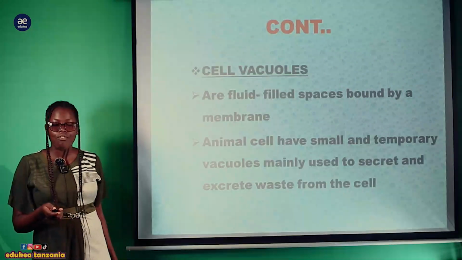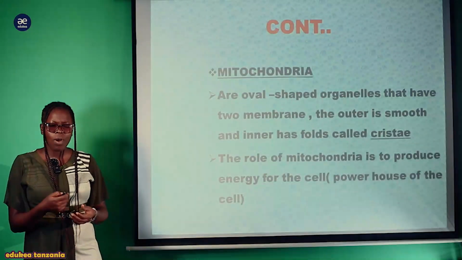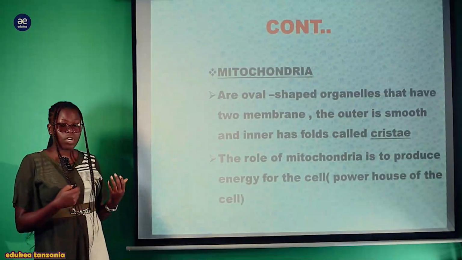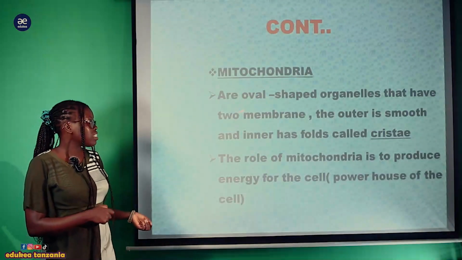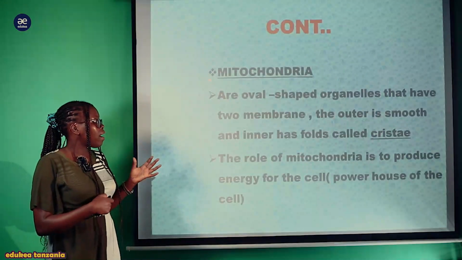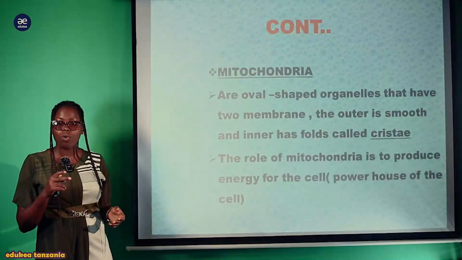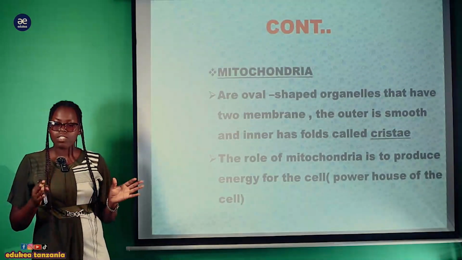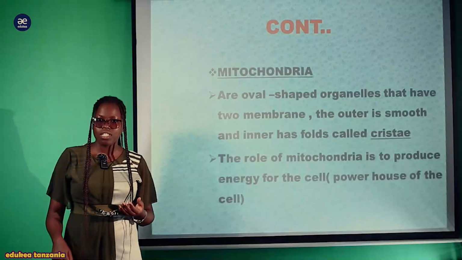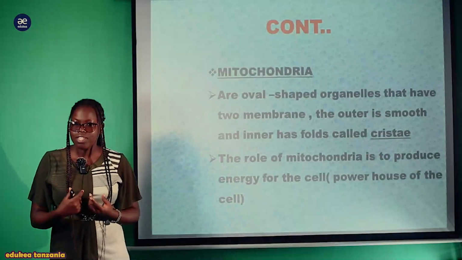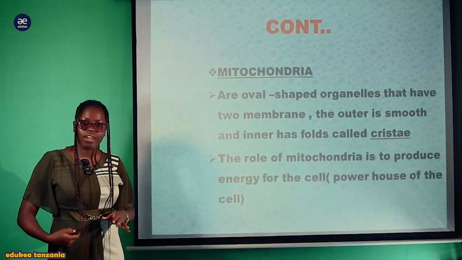Mitochondria. Mitochondria is the powerhouse of the cell. Why is it called the powerhouse of the cell? It is because it is where the anabolic and catabolic activities take place inside the cell. These are oval-shaped organelles that have two membranes. The outer is smooth and the inner is folded into cristae. The outer membrane is thinner to allow the entrance of substances, while the inner one is folded into structures known as cristae. The cristae maximize the surface area for other cellular activities.